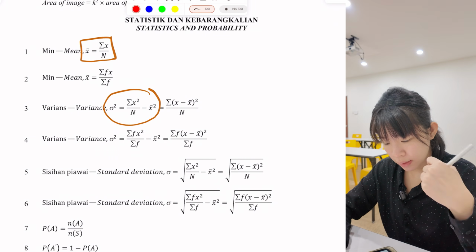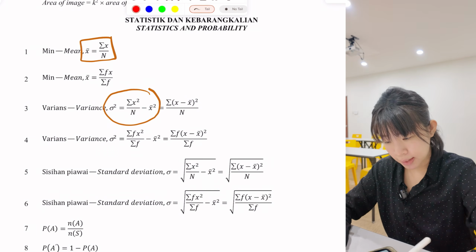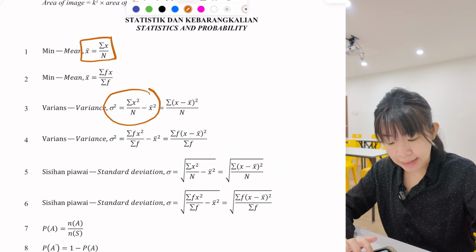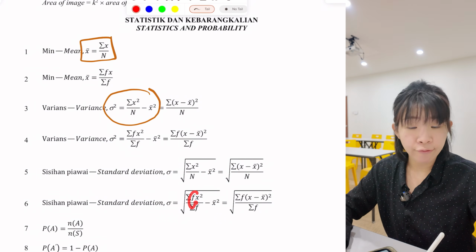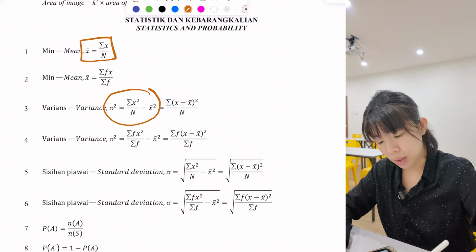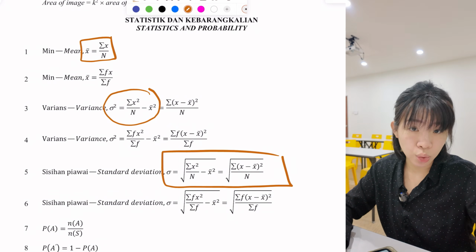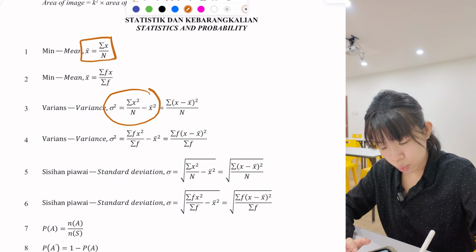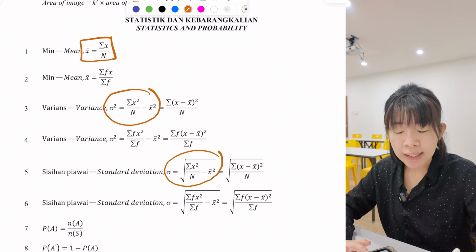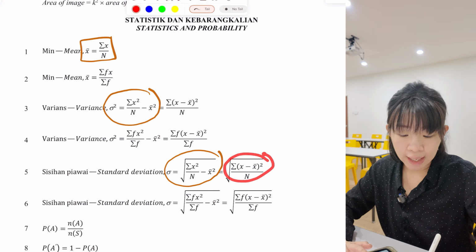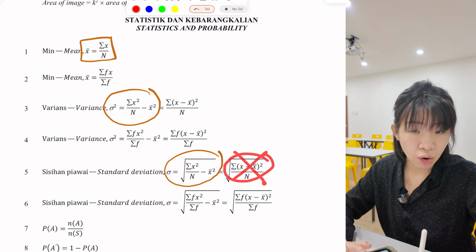Then for standard deviation, sisihan piawai, we always stick to the first one, unless they give us F, a frequency table. Otherwise, we always stick to this. Now, you look at this row, we have two formulas also. Again, we will use this. Only in a special case will we use this formula. Otherwise, this one you can just ignore.